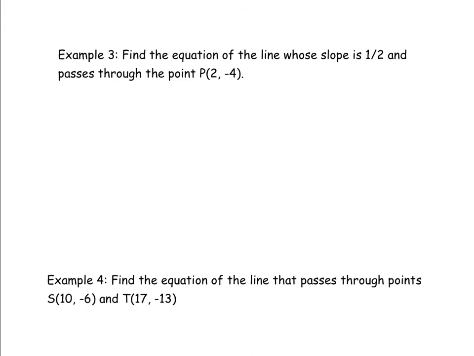Now in this example, example number 3, we're asked to find the equation of the line whose slope is 1/2 and passes through point P, which is (2, -4). So right away, if I want to find the equation of the line, we should write the general form of the equation, y = ax + b. Remember I need to replace the a and the b with numbers.